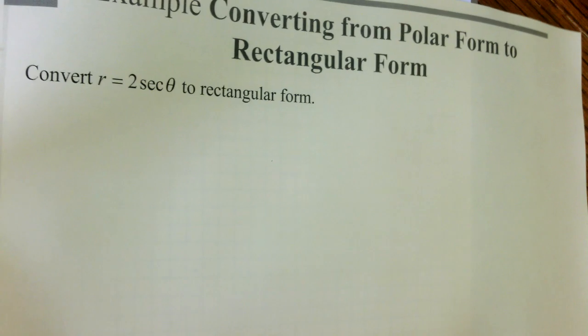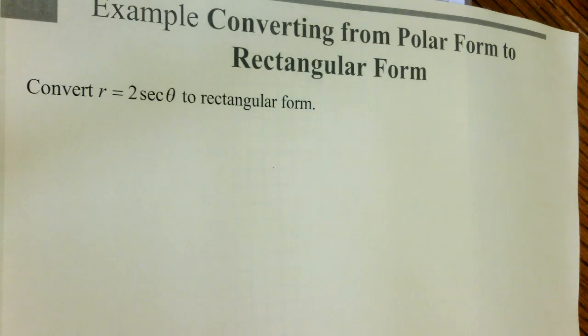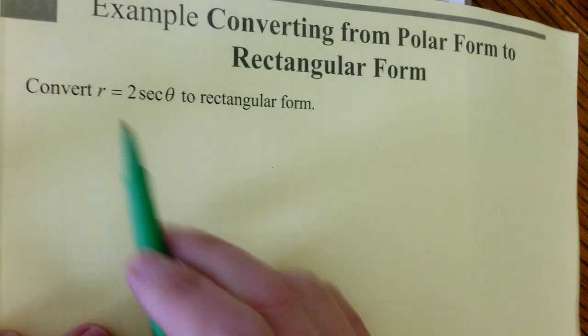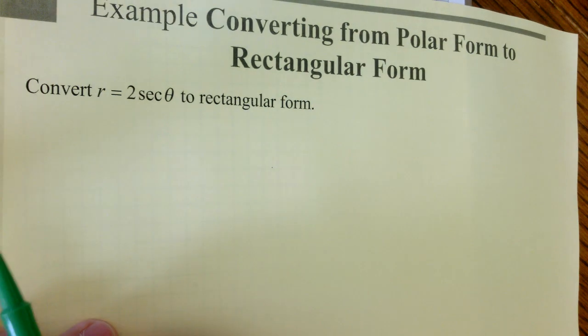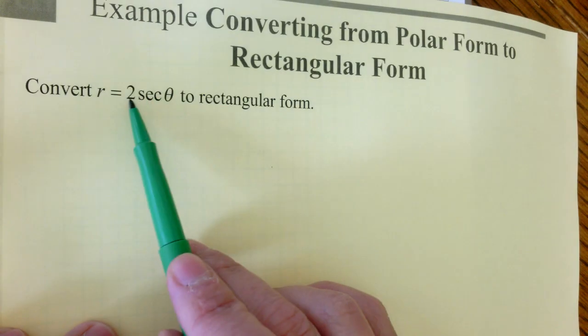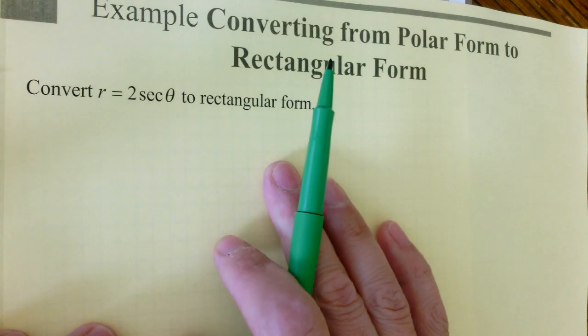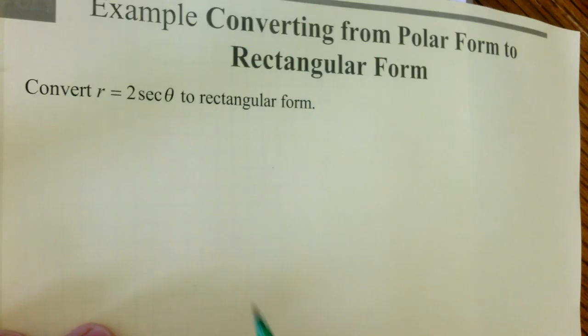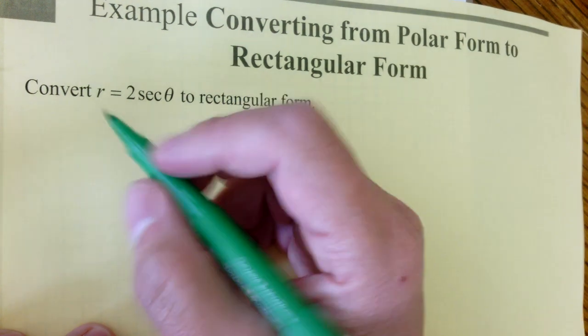All right, next one, converting from polar form to rectangular form. Now you've got the equation r equals that. First thing I'm going to do is just try to isolate the number, because a lot of times that's going to be the value. So I'm going to divide by secant, which is the reciprocal of the cosine function.